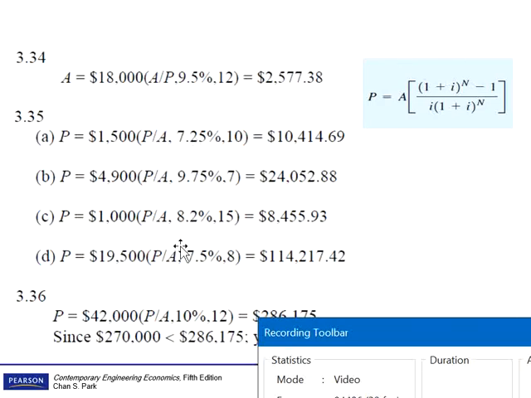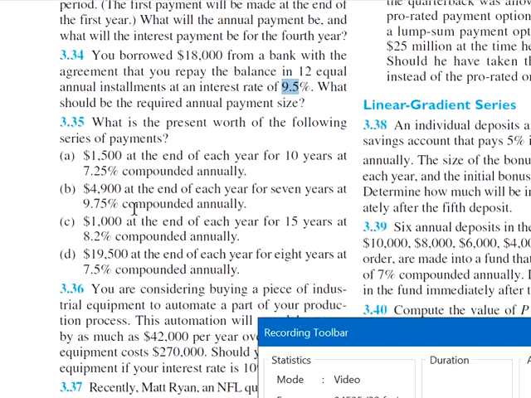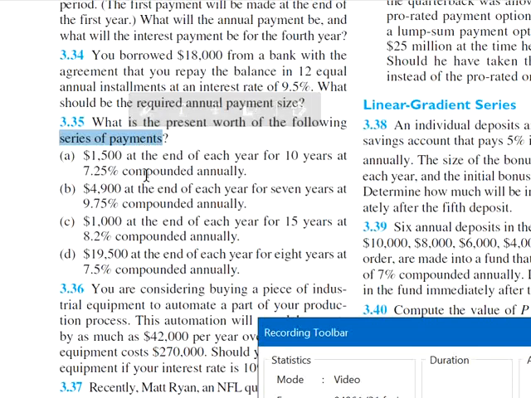Now the next one, I'll go back, 3.35, which is easy. What is the present worth of the following series of payments? What is the present worth? It means you have to find P for the following series of payments.